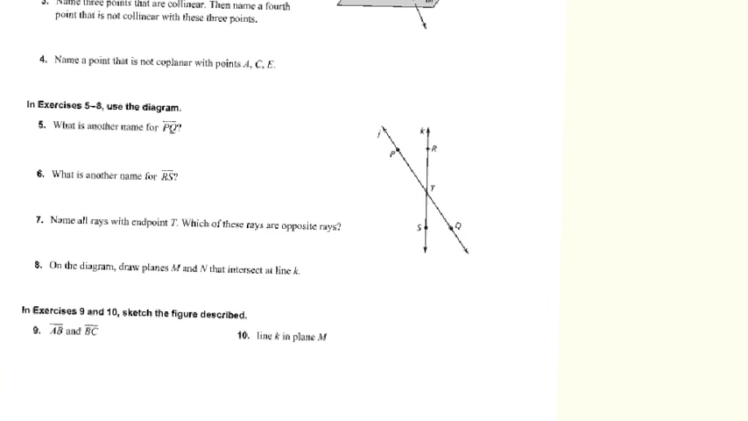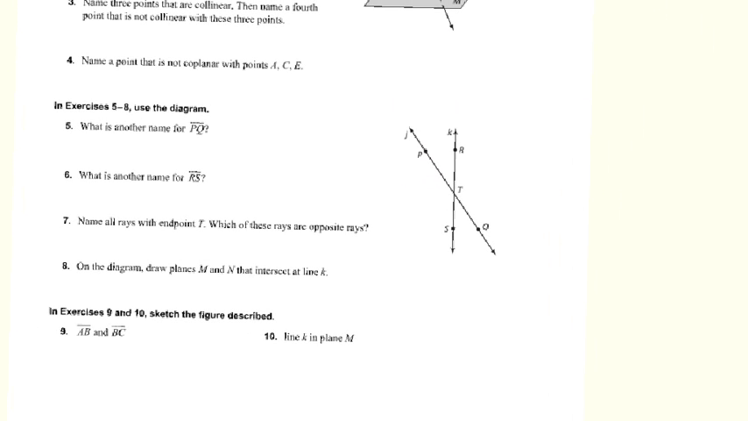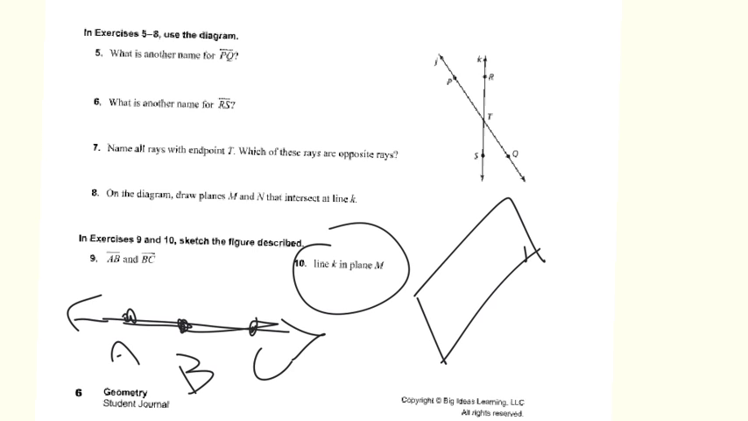Okay, next it says, on the diagram, draw, we're going to skip that. If you want to, you could try and draw the two planes in. I'm not too worried about it. Here, it says, sketch the figures described, AB and BC. So let's see, here's A, B, and C. So I really don't have to do anything more than that. I could draw some arrows in to say it's a line, but there is a segment from A to B. There is a segment from B to C. Here it says line K in plane M. So here's plane M, and I could draw line K in the middle there, and I'd be done.